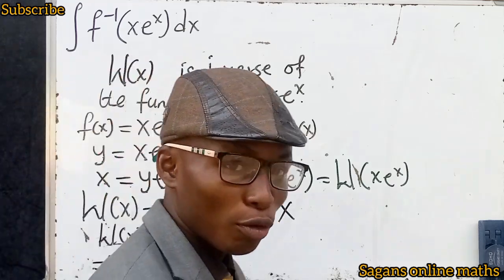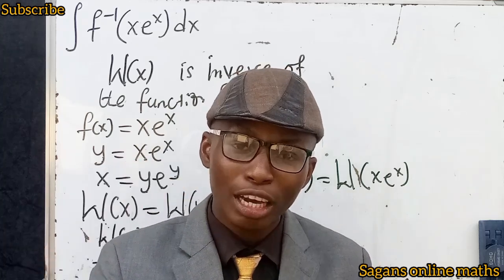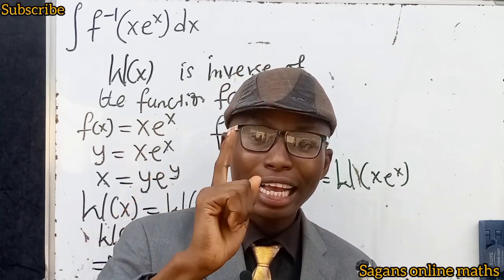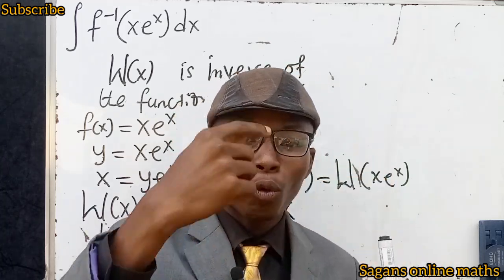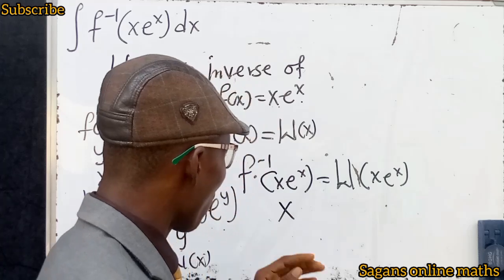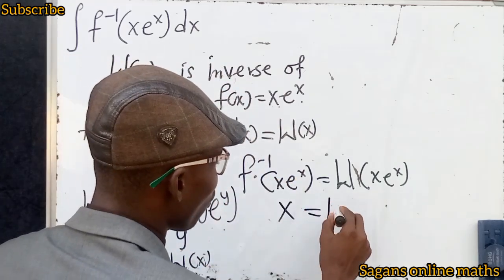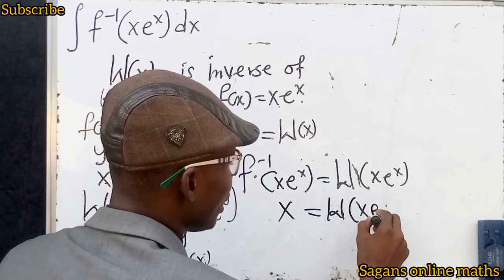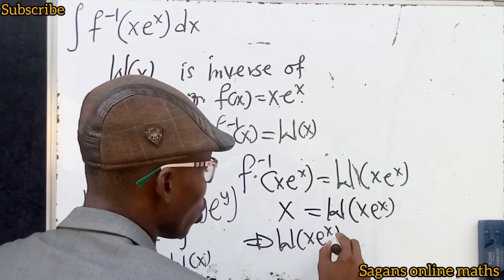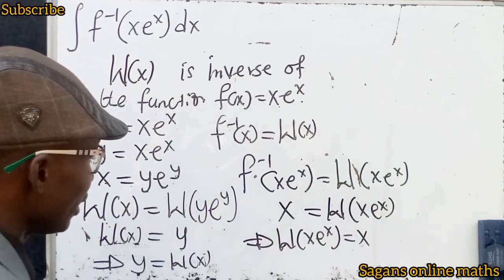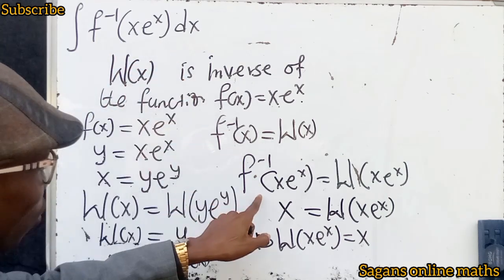Please don't forget what I'm saying. It's very, very important. The inverse function is a function that reverses the operation of another function, and in the original function, s maps to y. But in the inverse function, y maps to x. So the outcome will be x, equal to the W function of x multiplied by e to x. And this implies that the W function of x multiplied by e to x is just equal to x. This is amazing. It means that this thing you're seeing here is equal to this.